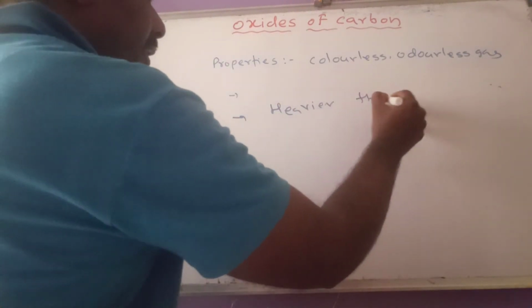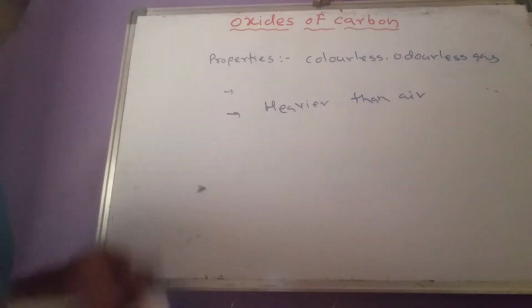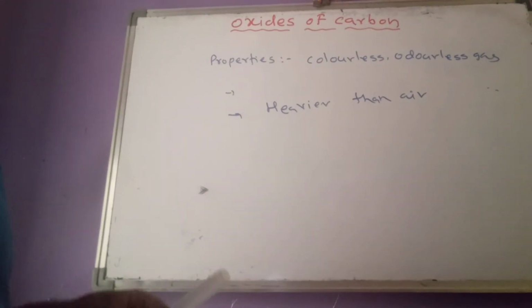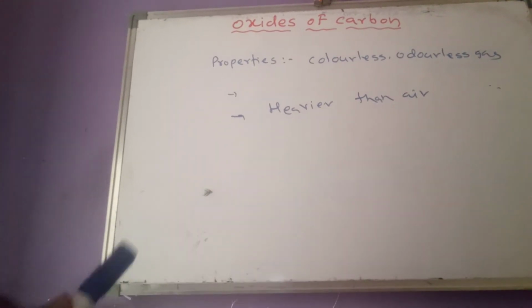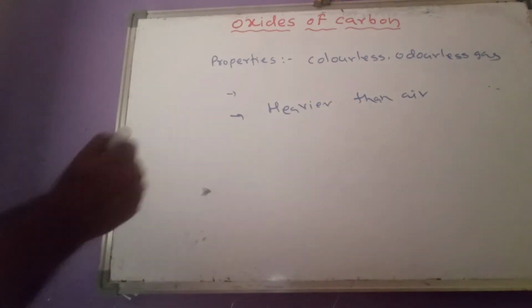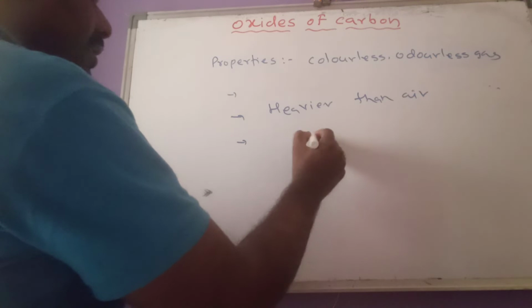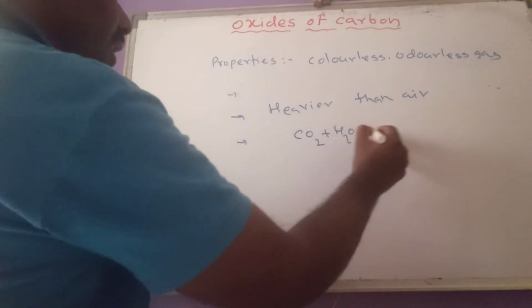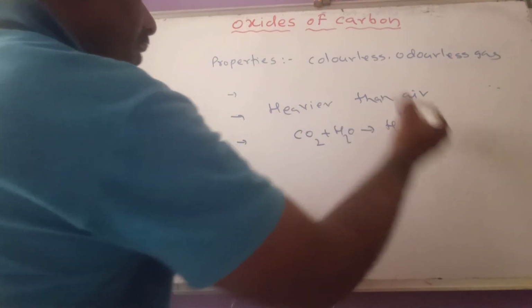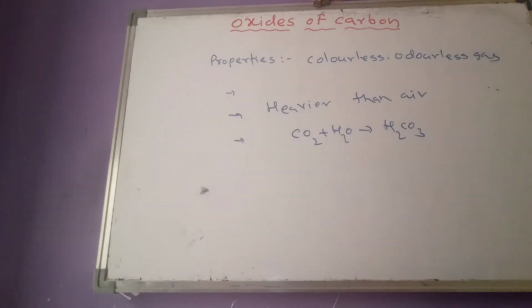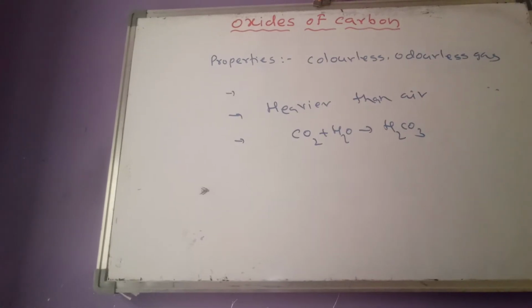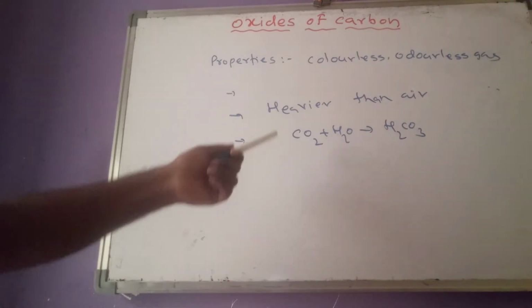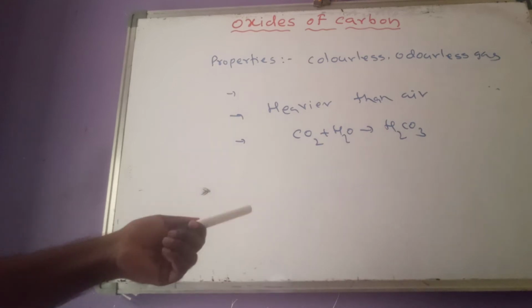Of course, the density of carbon monoxide is similar to that of air, but carbon dioxide is heavier than atmospheric air. Then carbon dioxide is less soluble in water and produces carbonic acid, a dibasic acid. This is a property of carbon dioxide.